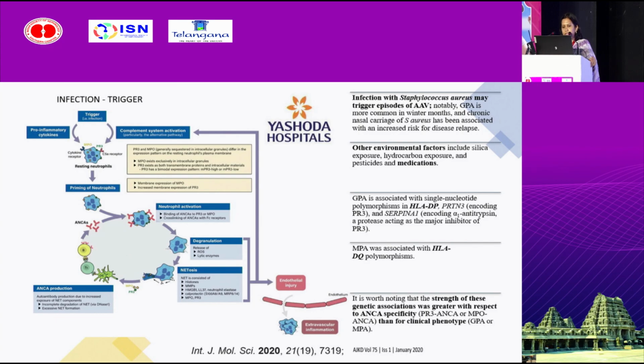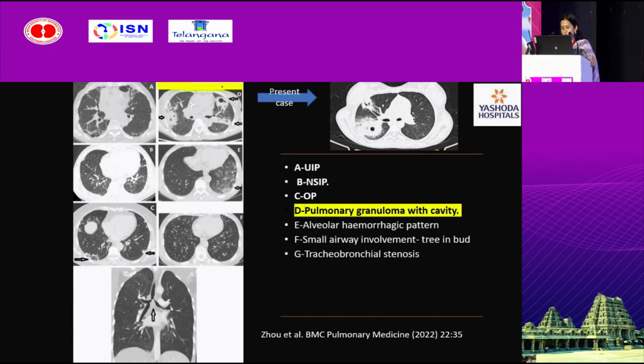And so in this case, it was good to know that not only as a granulomatous lesion with cavity can it present, it can also present as a UIP or NSIP or organizing pneumonia, or as a bronchial stenosis, or like a small airway involvement which is described as stream burn. So there are variable presentations of ANCA vasculitis in the lung. So in our case it was like granuloma with cavity.